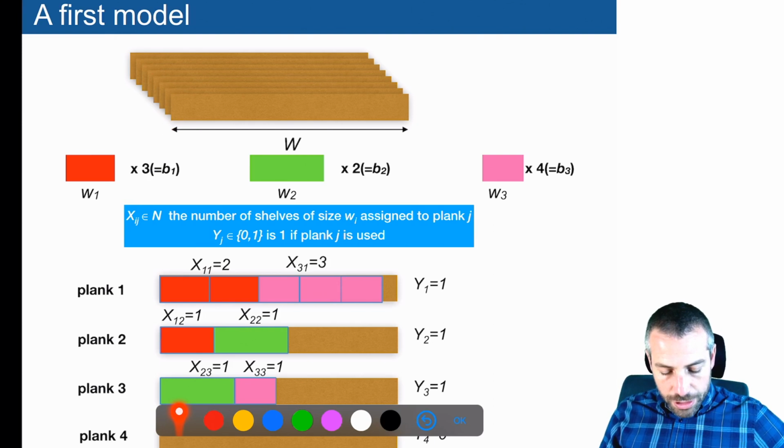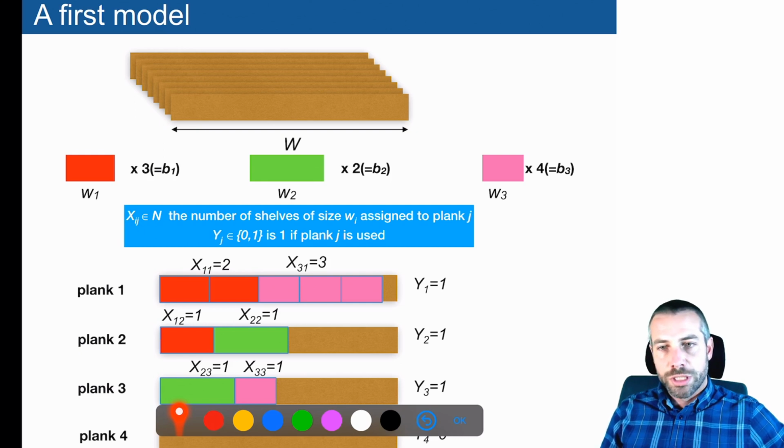For instance, here you see that I have selected 2 red orders, and I will assign them to plank 1, so x_11 is equal to 2, to say that I will produce 2 red orders out of plank 1. Here x_31 will be equal to 3 because I will produce 3 pink orders using this plank 1, and so on. So these are the decision variables of my model. I will now introduce the equations to be sure that we correctly satisfy all the orders that you wanted, and also that we minimize the total amount of waste.